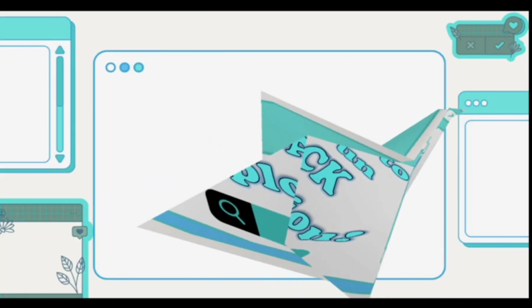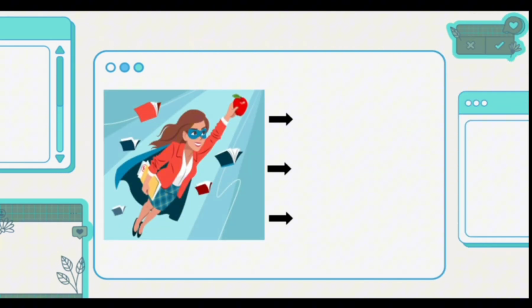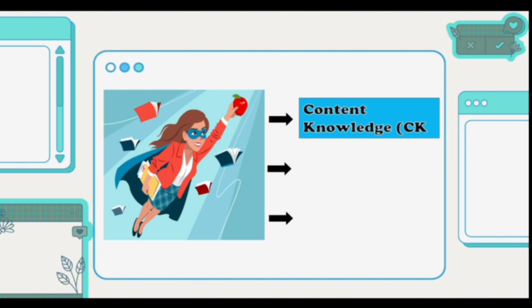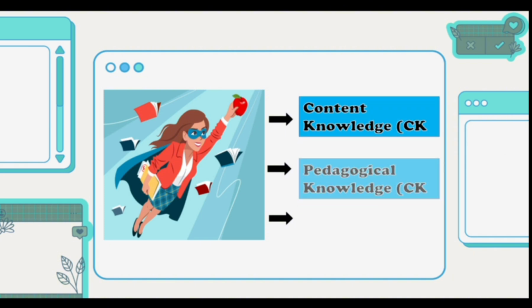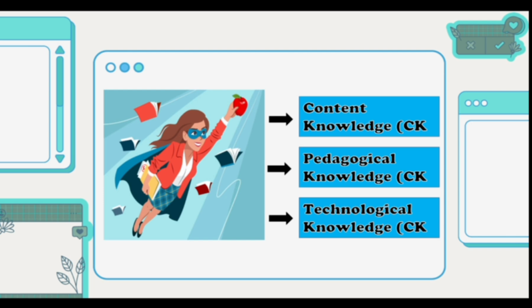Imagine you're a teacher. It's like a superhero. To be the best super teacher, they need 3 superpowers to help you learn, which are the content knowledge, pedagogical knowledge, and technological knowledge. Okay, let's break them down and see how they come together to create the ultimate teacher.